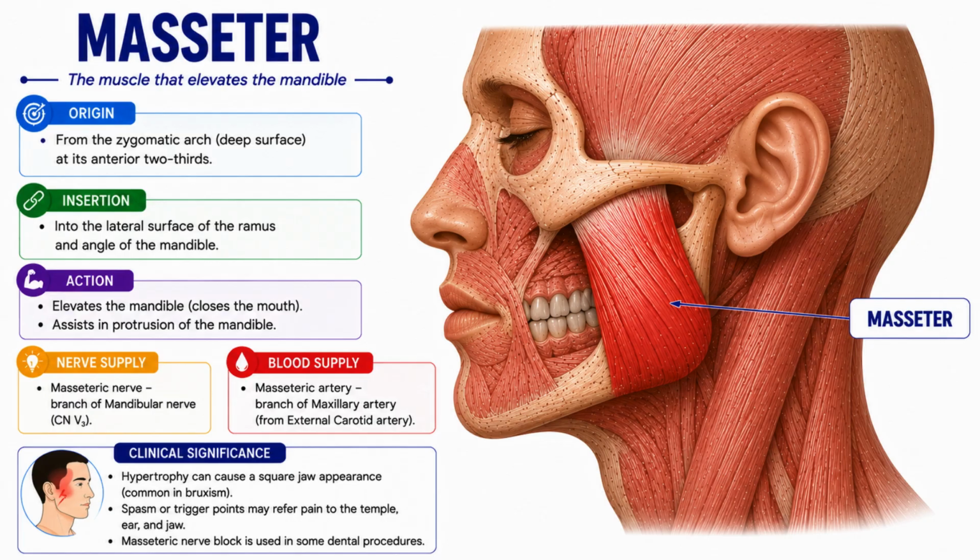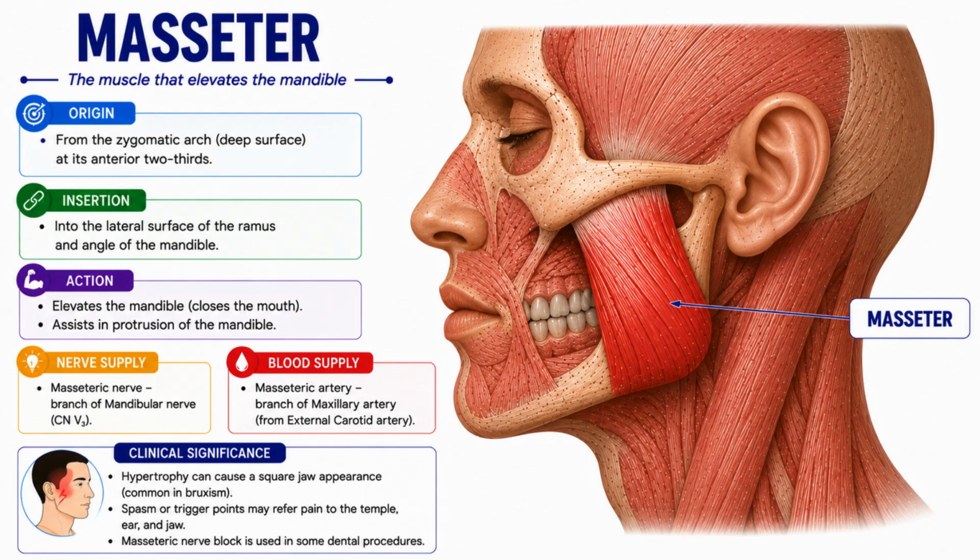Mainly it gets its origin from the zygomatic arch. See the diagram, it is the zygomatic bone, right? It gets its origin from the zygomatic arch, especially from the anterior two-thirds. It gets inserted into the lateral surface of the ramus and the angle of the mandible, as we already saw in the mandible, right? Its main functions are that it elevates the mandible and assists in the protrusion of the mandible.